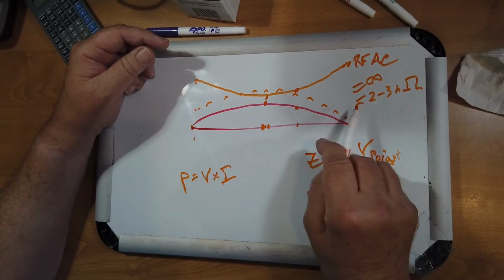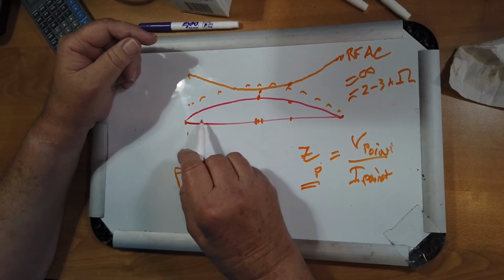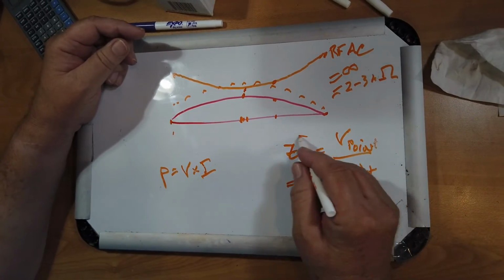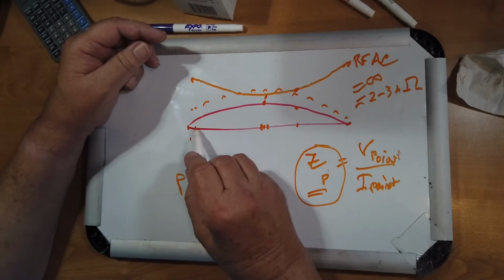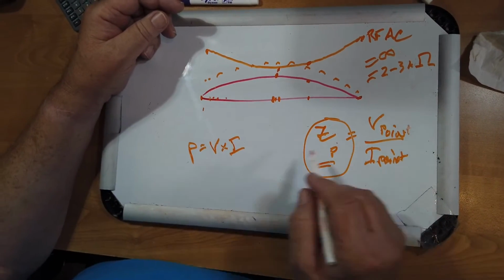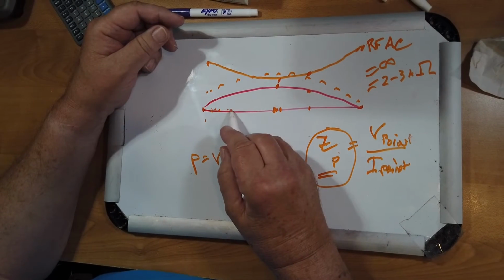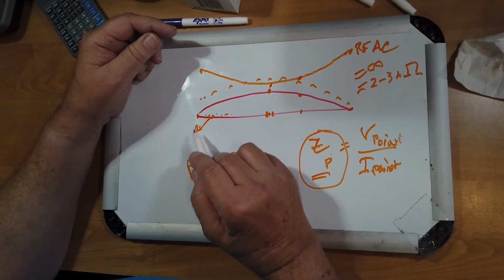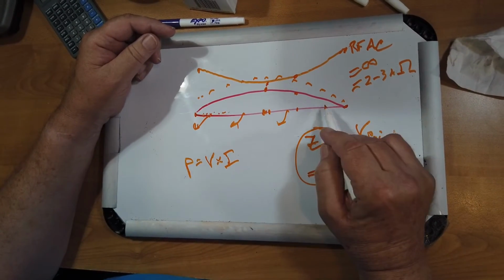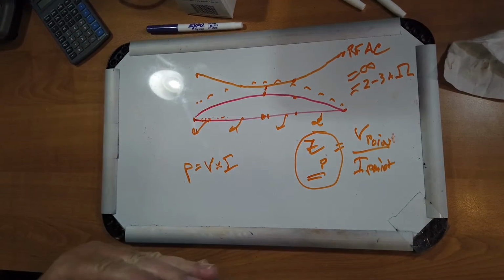And all along the antenna, there is this ratio that's greater than zero. Therefore, the power is going to be a positive times a positive, and is going to be positive all the way through that. And so power is radiated from the antenna.